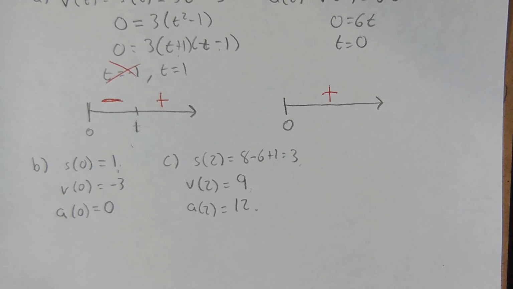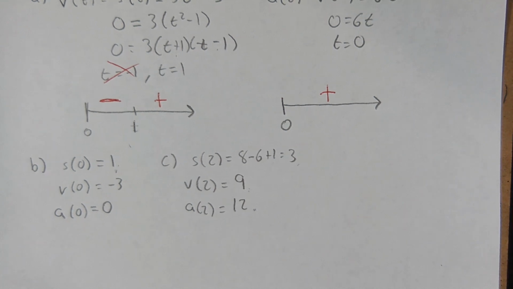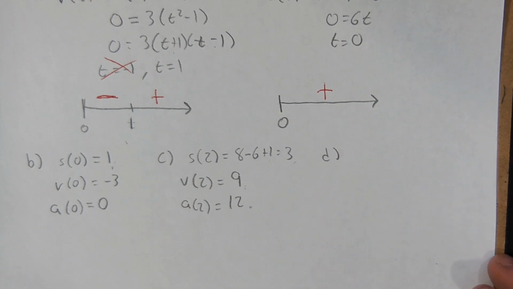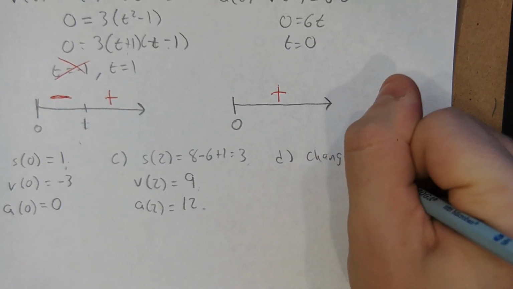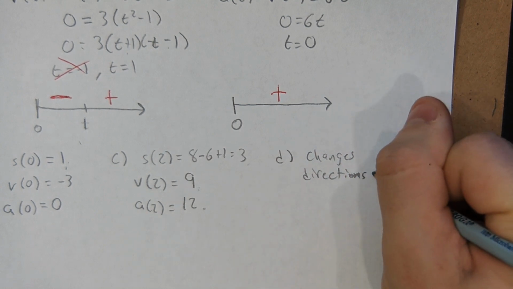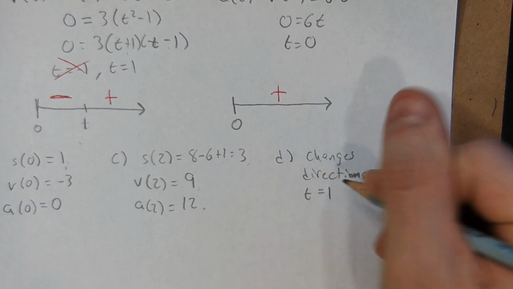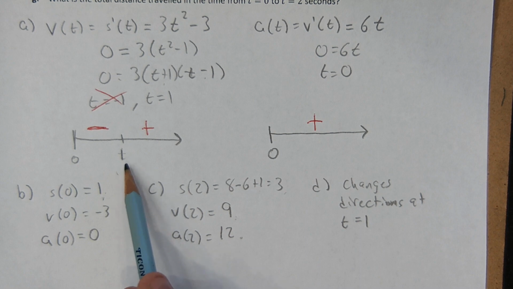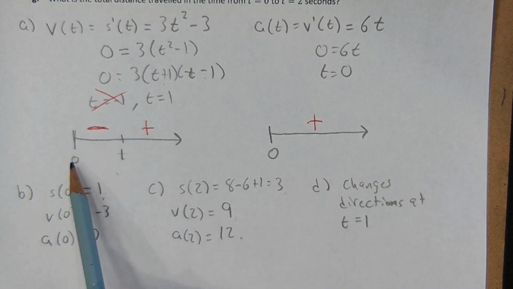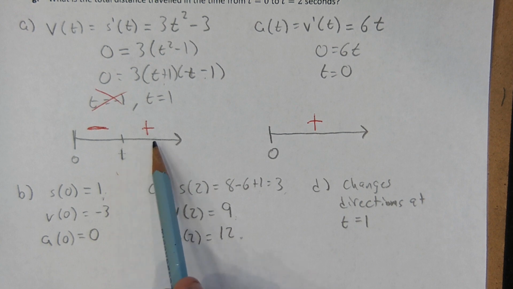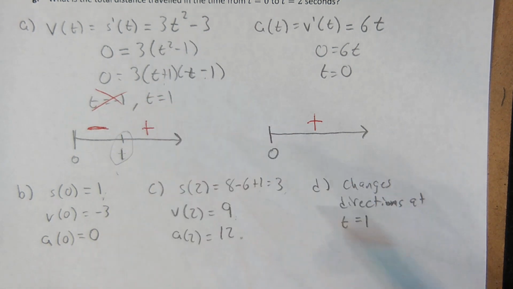Okay, part D says find the position of the particle when changes in direction occur. Well, D. It changes directions at time equals 1. How did I know that? My sign diagram. See, my velocity says between the times of 0 and 1, I was heading left. And then after the time t equals 1, I was heading to the right. Clearly, I turned around right here.